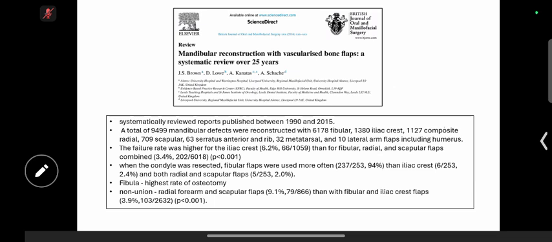The failure rate was higher for iliac crest than for fibula, radial and scapular flaps combined. When the condyle was resected, fibular flaps were used more often than iliac crest, and both radial and scapular flaps. So, fibula has the highest osteotomy, and non-union was seen in the radial forearm flap, scapular flap, then the fibular flap. So, they concluded the fibular flap as the widely used flap for mandibular reconstruction.